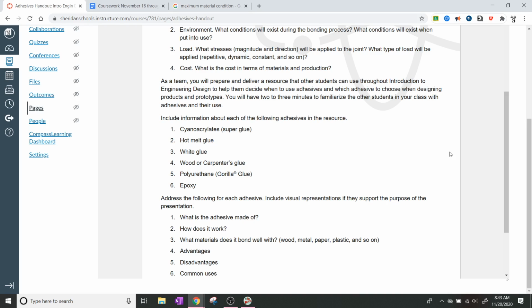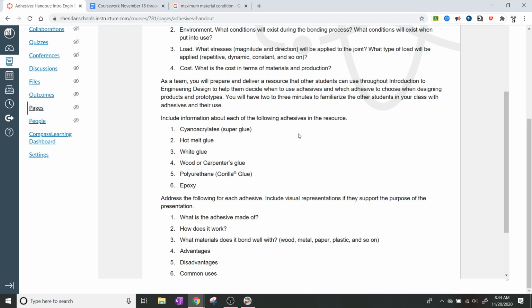And you're gathering your own information about this stuff. It gives you specifics about which ones you need to look up, and you have to ask yourself these six questions about every single one of these. So if you're looking at superglue or a cyanoacrylate, you would be asking yourself: What is the adhesive made of? How does it work? What materials does it bond well with? Advantages? Are there any disadvantages? The answer is yes, there are disadvantages. And some common uses.